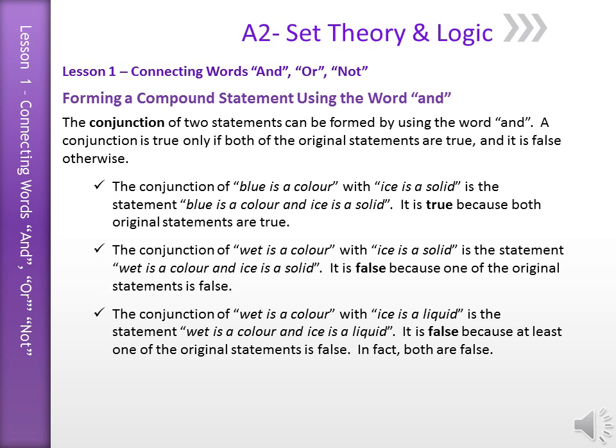The conjunction of wet is a color and ice is a solid would be the statement, wet is a color and ice is a solid. It is false because one of the original statements is false.